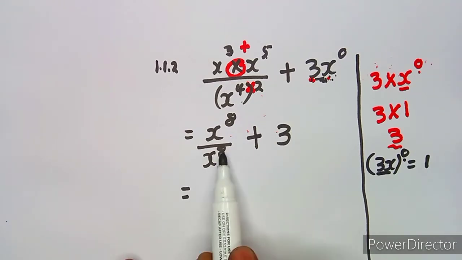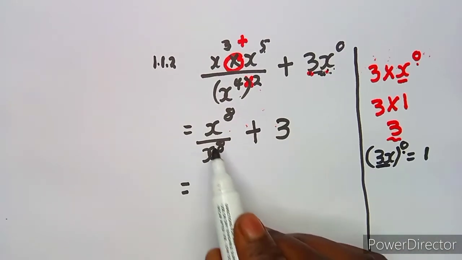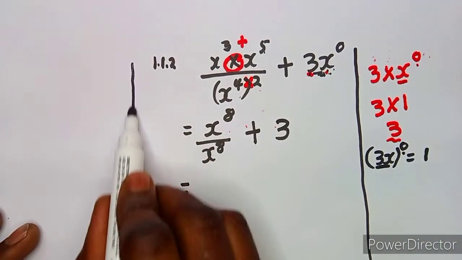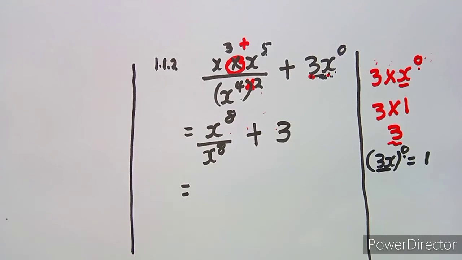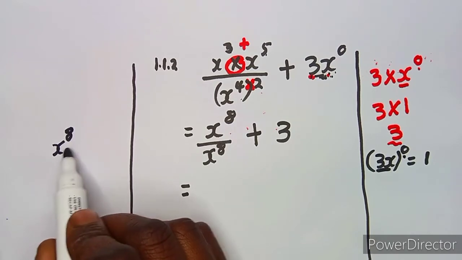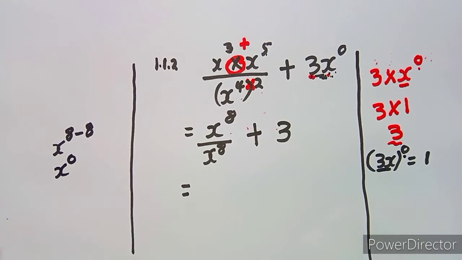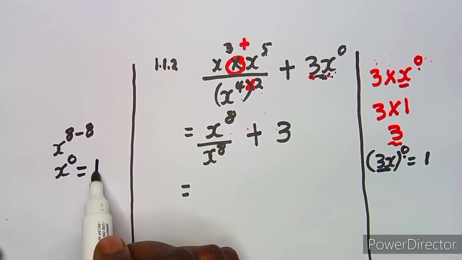All right. Now on this part, you can actually cancel each other, or we can apply this concept that we are dividing the bases which are the same. So we know that we are going to subtract: x to the exponent of 8 minus 8, which is going to give us x to the exponent of 0, like that, which is going to give us a 1.